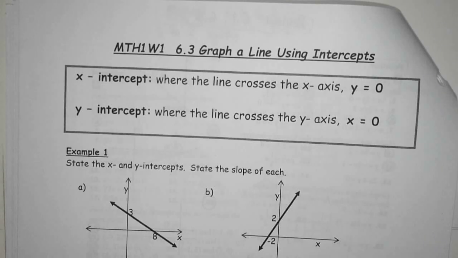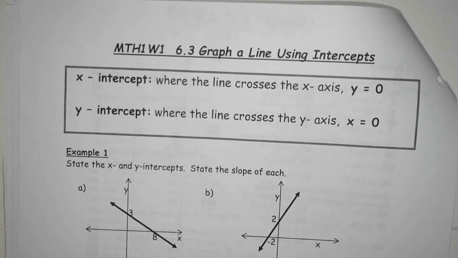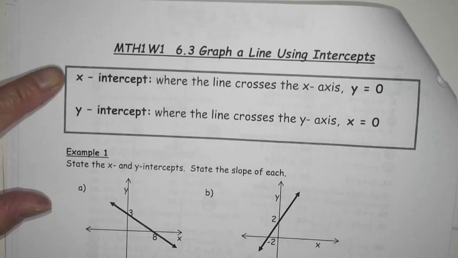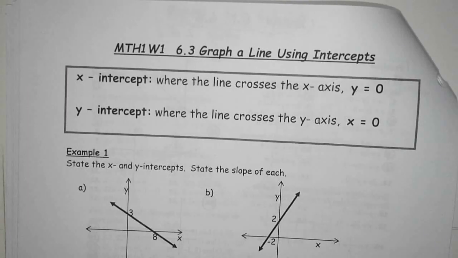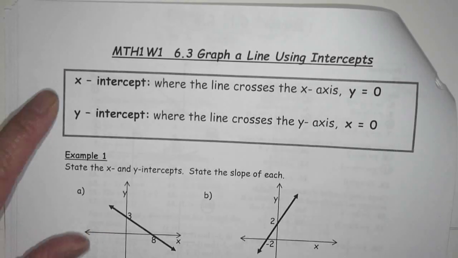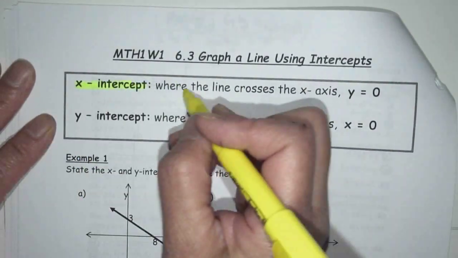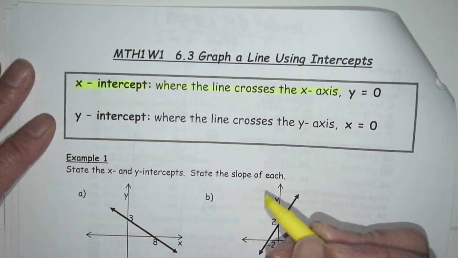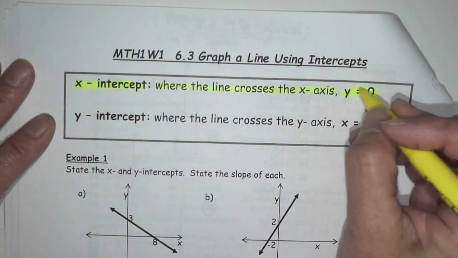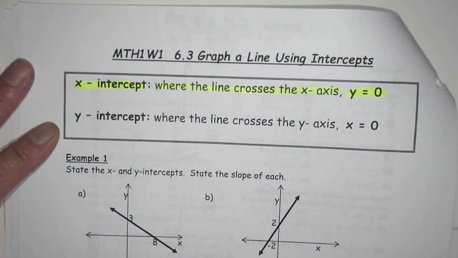For 6.3, it's a graph of a line using intercepts. The intercept definitions were already explained in a previous video. So the x-intercept is where it crosses the x-axis. That is when y equals 0. And again, we talked about this definition in the previous videos.